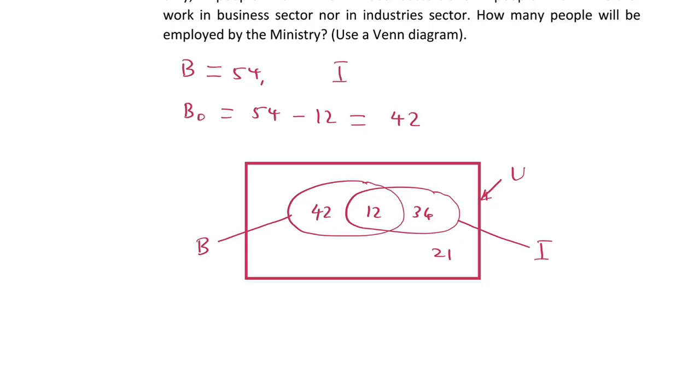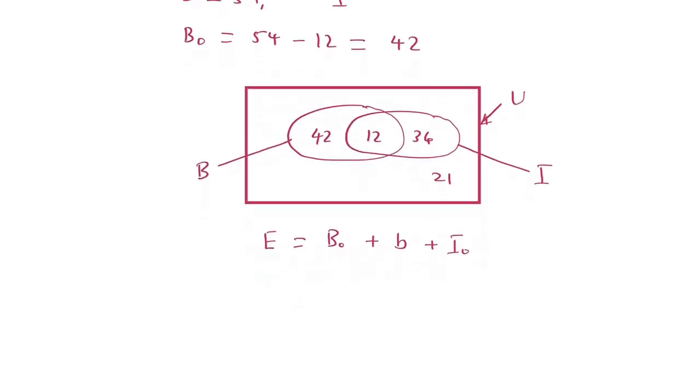Now to find the total number of people employed, we take people in the business sector only, plus people in both sectors, plus people in the industry sector only. So we take 42 plus 12 plus 36, which gives 90. So this is the total number of people employed.